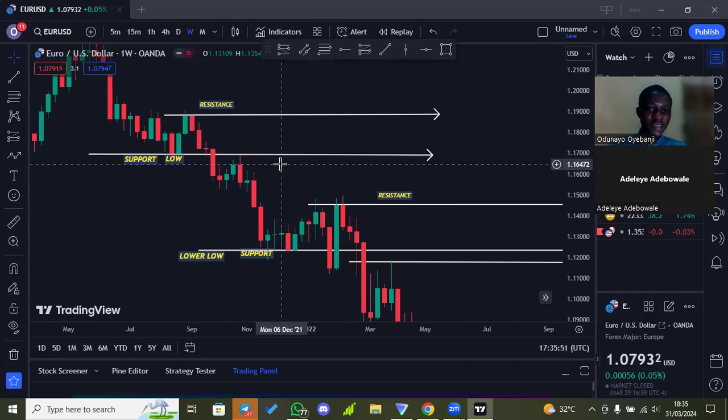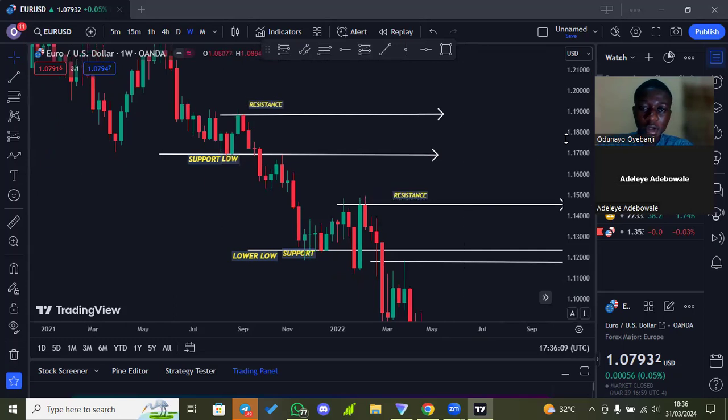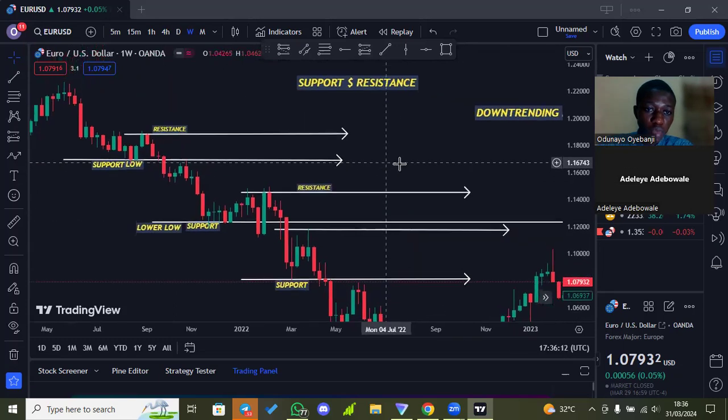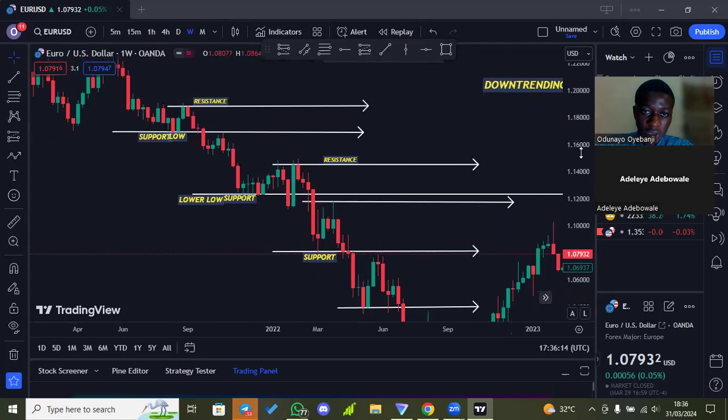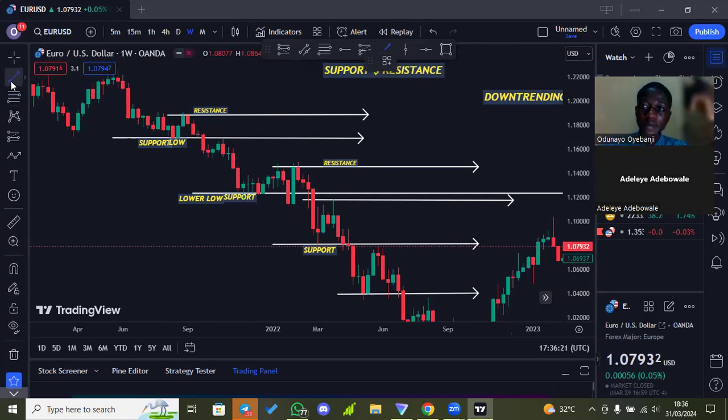Now, the next thing I want to show you is a downward trend line. I want to use a trend line to show that we are moving downwards. Do you get that? To show that we are moving downwards.